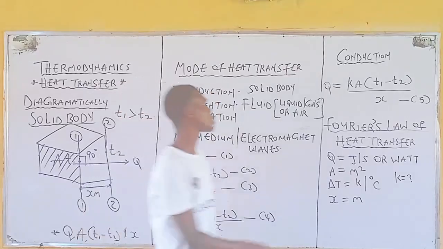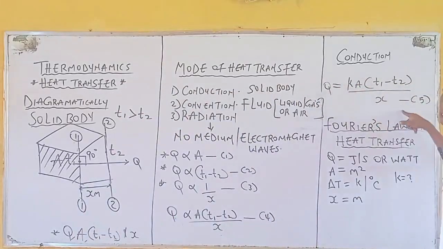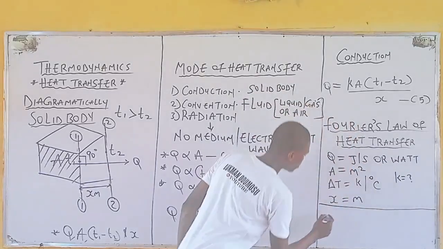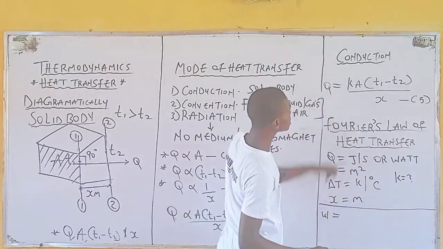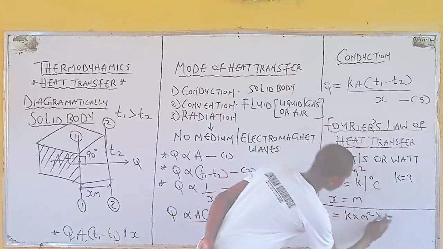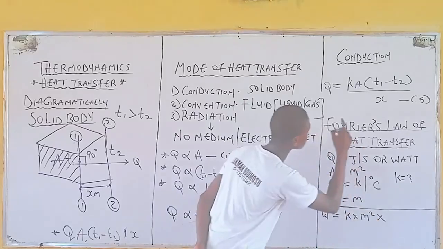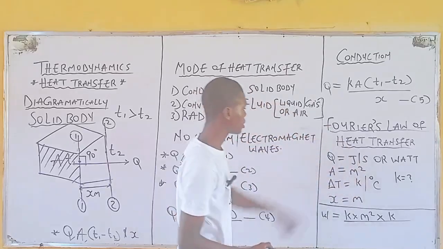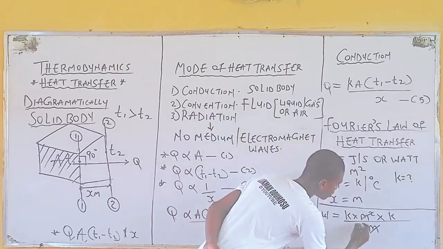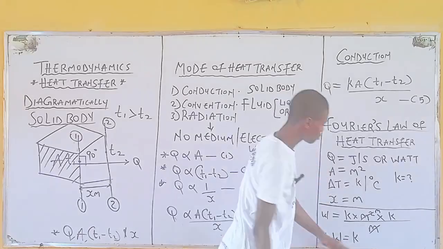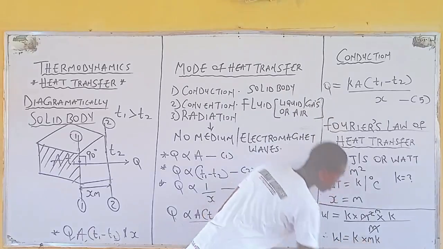So how do we get the units? Let's substitute the unit of each parameter, then make K the subject of the formula. Q is in watt, equated to K times the unit of area, meter square, times the unit of temperature, Kelvin, all divided by the unit of x, meter. A meter cancels, and you are left with meter. Therefore, watt equals K multiplied by meter Kelvin.